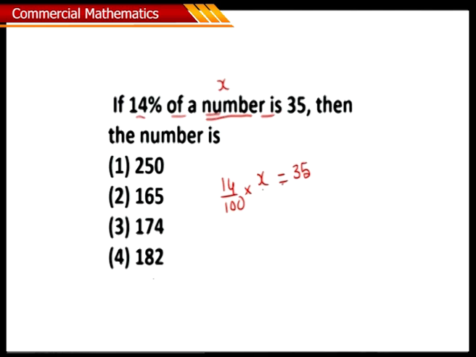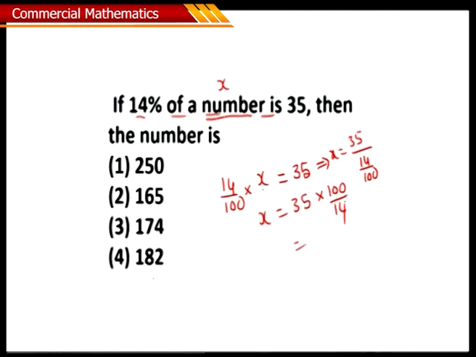Now it is in the form of an equation. Simply, how can we solve this? x is equal to 35, and this 14/100 will become 100/14. Actually, here you can understand that x = 35 divided by 14/100. That's how you get this.